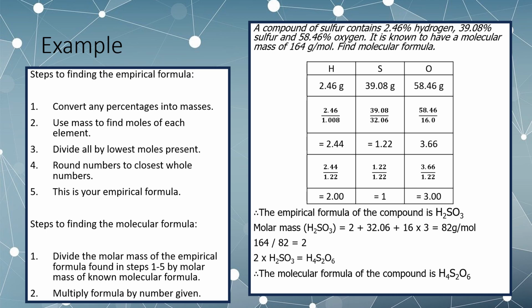We then divide the molar mass that we are given in the question of our compound, so 164 grams per mole, by the molar mass of our empirical formula we've deciphered. So 164 divided by 82 equals 2. We then multiply the formula by the number given. So 2 times H2SO3 gives us H4S2O6 in this example. So therefore, the molecular formula of this compound is H4S2O6.